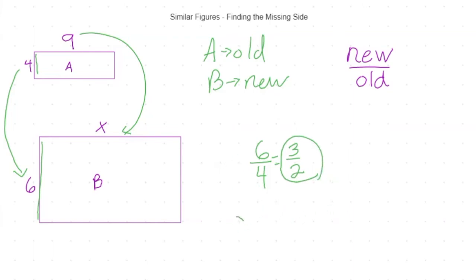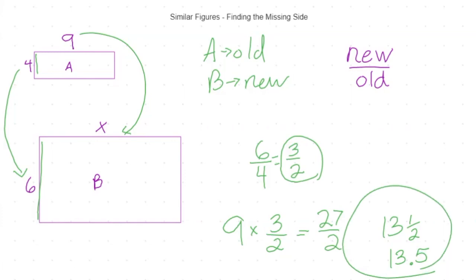And now we can take 9 and multiply it by our scale factor to find the missing side. 9 times 3 is 27 over 2. And then I'm going to turn that into a mixed number for my answer. 2 goes into 27 13 times, with 1 left over out of 2, or 13.5.